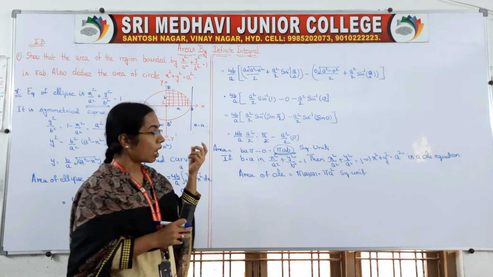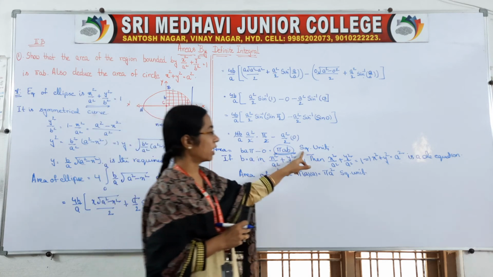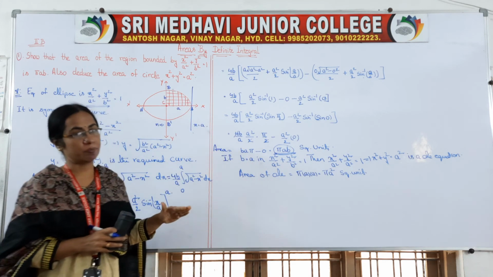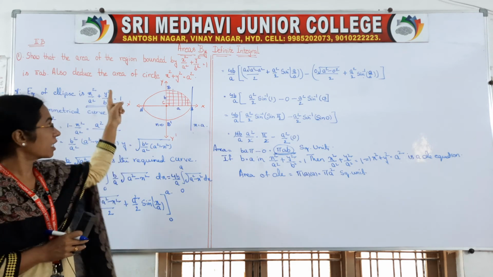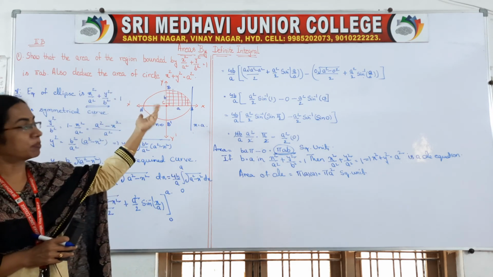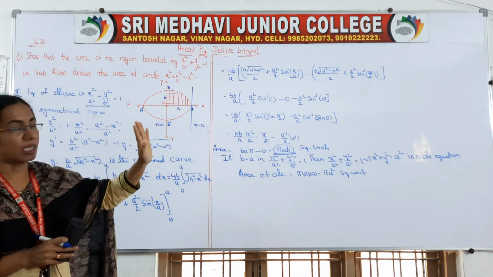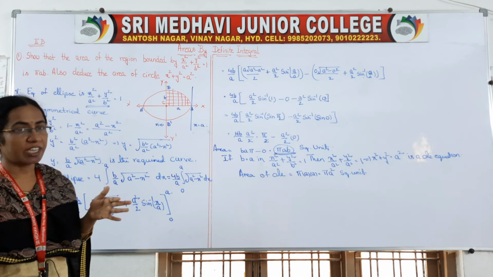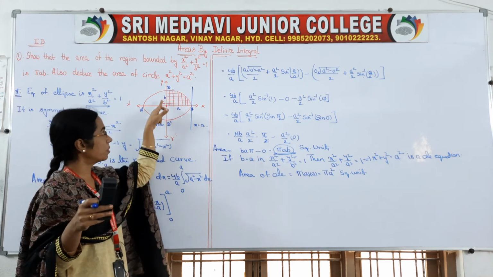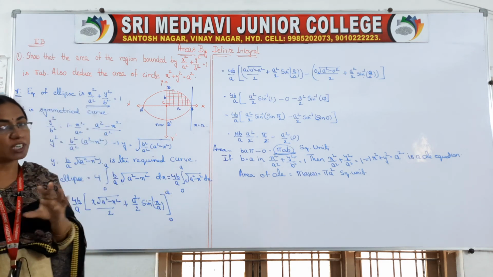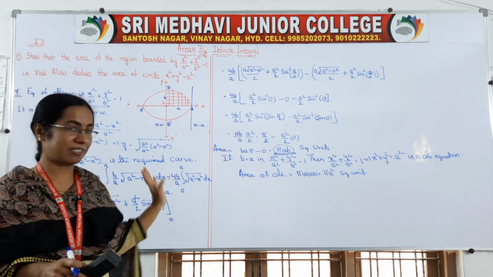Then we got the area equal to pi AB. Area units are square units, we have to write. So we got the area of the ellipse, that is, pi AB. Suppose different shapes of ellipse will be there, this A and B will differ. So according to that A and B, the area of different shapes of ellipse lies.